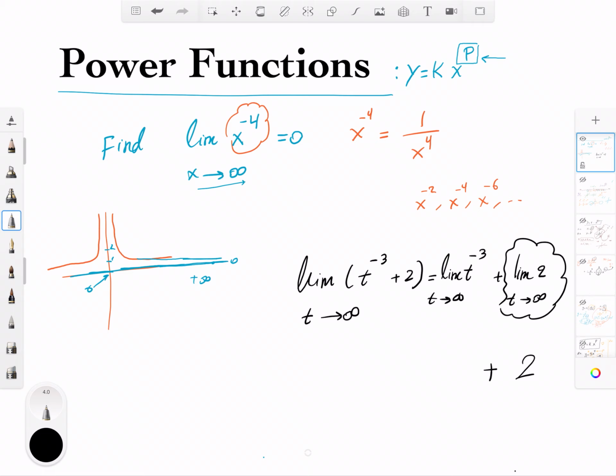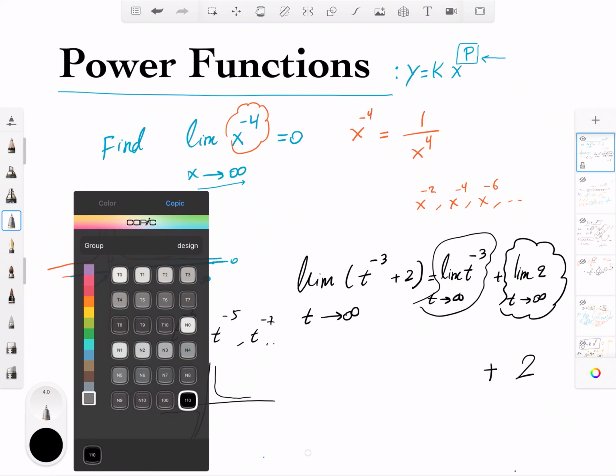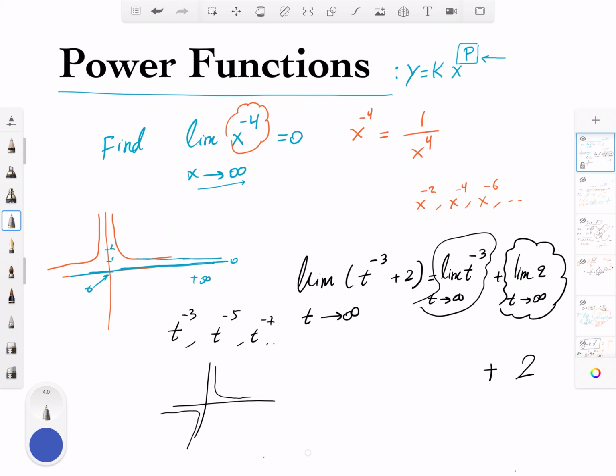So far we have 2. So now we need to decide what about t to the power of negative 3. T to the power of negative 3, t to the power of negative 5, t to the power of negative 7, we learned that all of them will look something like this. That's the graph. So as t goes to positive infinity, this graph will hit 0. So the answer will be 0. 0 plus 2 will be 2.